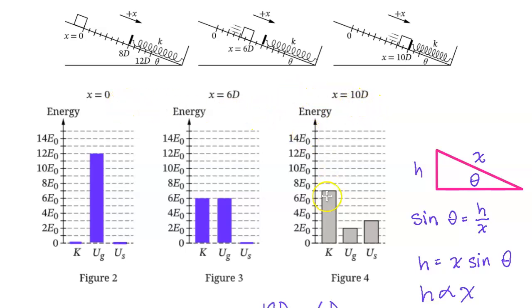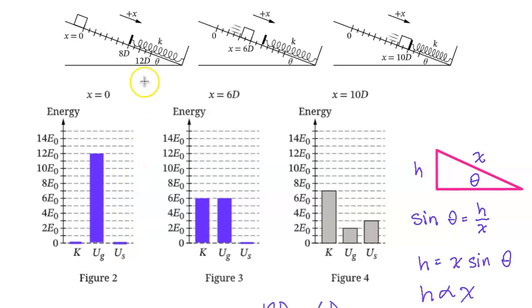If we take a look at Figure 4, we see that there are 7 e naught of kinetic energy. For the gravitational potential energy, there's 2 e naught of energy. And for the spring potential energy, there's 3 e naught of energy. If we add 7 plus 2 plus 3, we get 12 e naught of energy. So at position x equals 0, we should have a total amount of 12 e naught of energy as well.